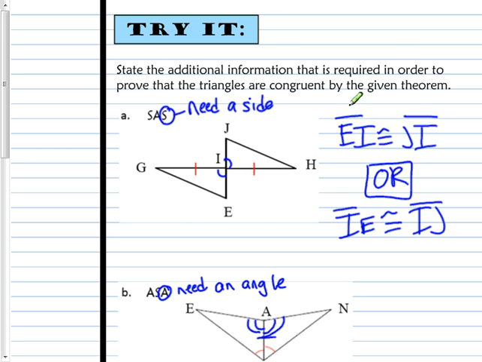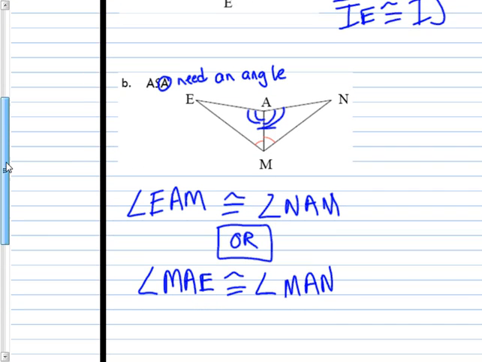Okay, on this one, they gave us a side. We also knew that these two angles were congruent because they are vertical angles, so we needed our second side, our third piece of information, which would have been this side right here. It has to be on the other side of the angle. So EI is congruent to JI, or you could have called it IE, which just switches the letters around, is congruent to IJ. The other letters have to switch around as well. Either way of naming them is fine, as long as they're both named the same way.